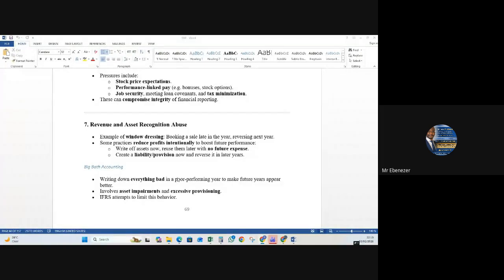Now, one of the things they do when they want to reduce their profit intentionally is to write off assets now and then use them later with no future expense. An asset that has to be in the balance sheet, you put it in your income statement and reduce your profit now. Then when you use the asset in the future, it will not count anything at all. There is no depreciation. There is nothing reducing your profits in that future. And also they can create a liability or a provision now and reverse it later.